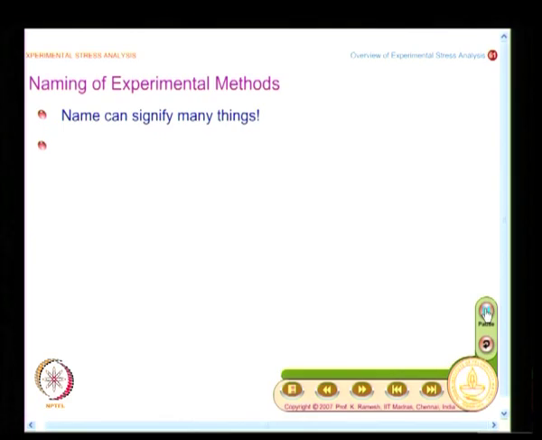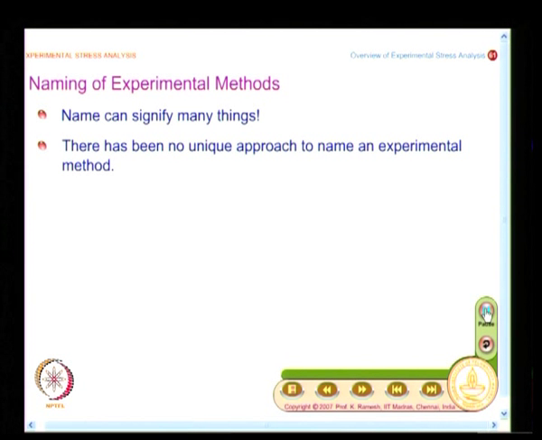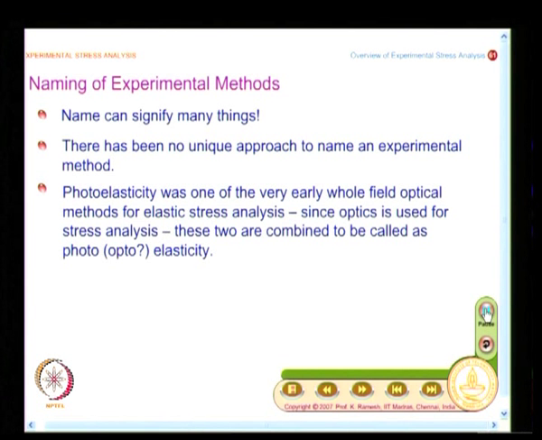Okay. And if you look at one of the first techniques, photoelasticity, there is a discussion that there is no unique approach to name an experimental method. If you look at the 1930s, one of the earliest optical methods that came into existence was photoelasticity. Why call it photoelasticity?